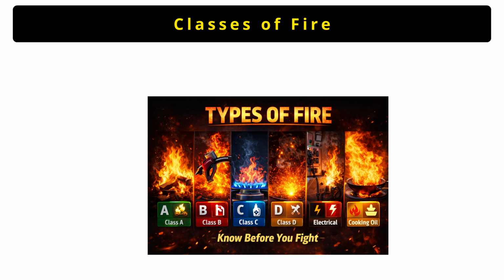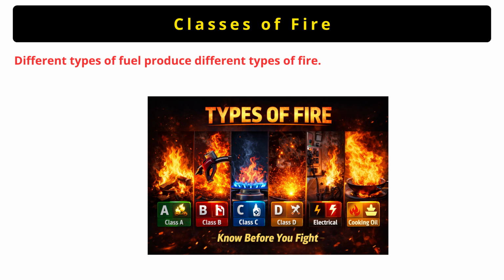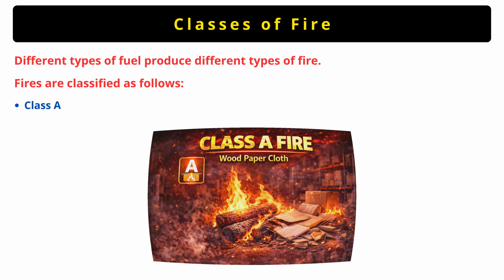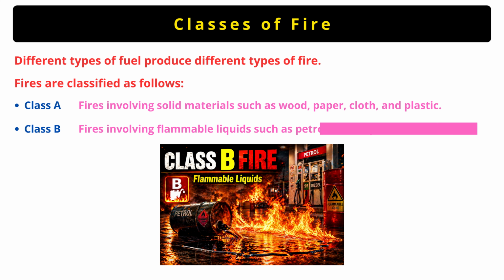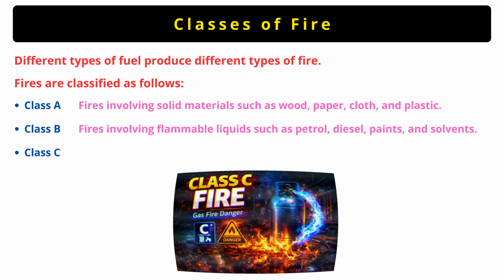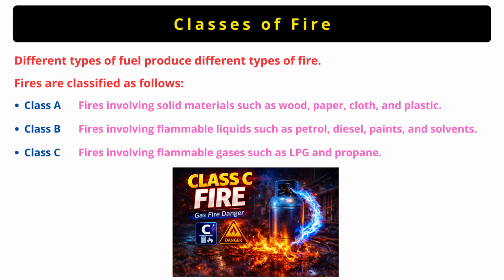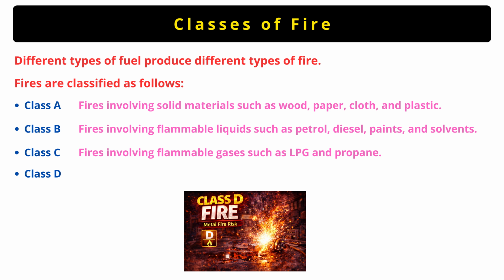Now let's talk about the classes of fire. Not all fires are the same. Different fuels create different types of fires. That is why fires are divided into classes. The first one is class A fire, which is fires involving solid materials such as wood, paper, cloth and plastic. Second is class B fire, which means fires involving flammable liquids such as petrol, diesel, paints and solvents. Third is class C fire, fires involving flammable gases such as LPG and propane. Fourth is class D fire, means fires involving combustible metals such as magnesium and sodium.